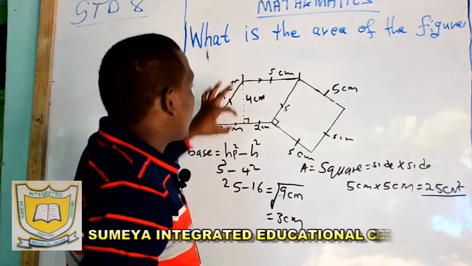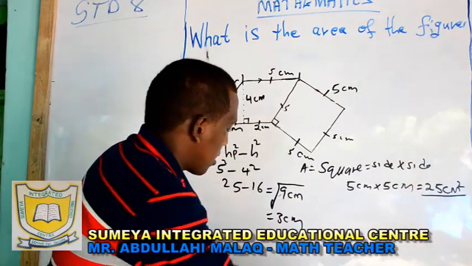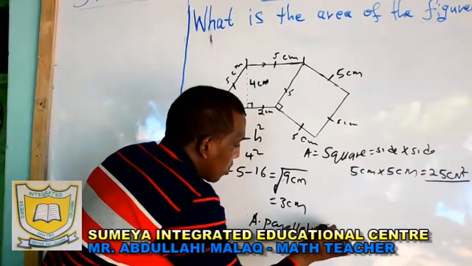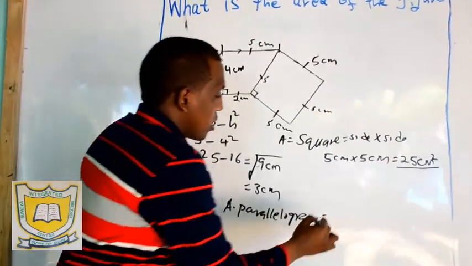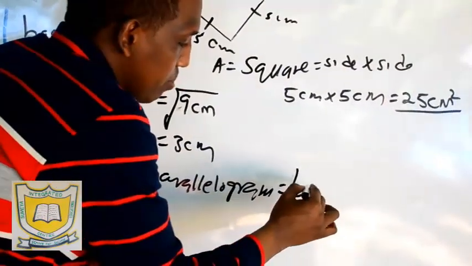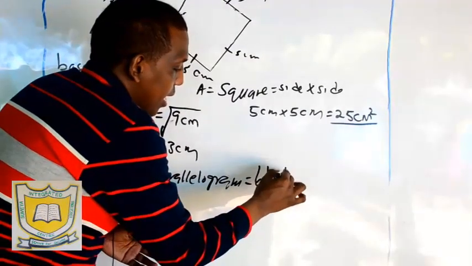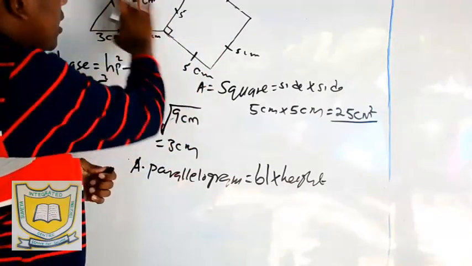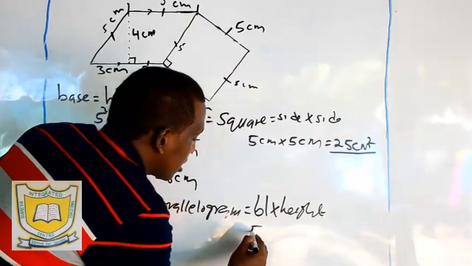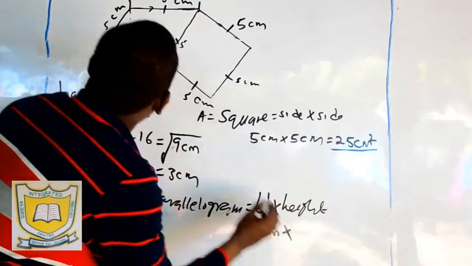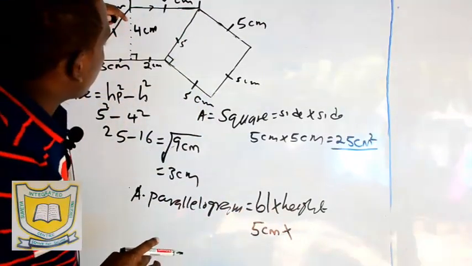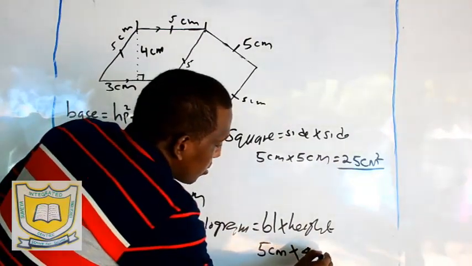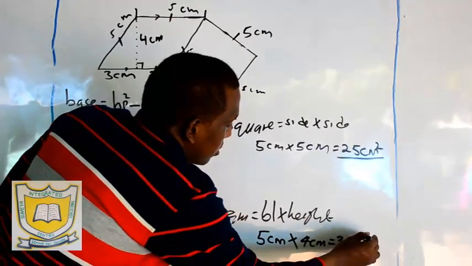That's how we get it. So let us get now the area of the parallelogram. Area of parallelogram is equal to, we did it yesterday, base length times height. Base length is 5. The whole of this line is the same as that one. So base length, which is 5 centimeter, multiplied by height. Height is the perpendicular height. We use the height of the right angle triangle. Times 4 centimeter, which is equal to 20 centimeter squared.